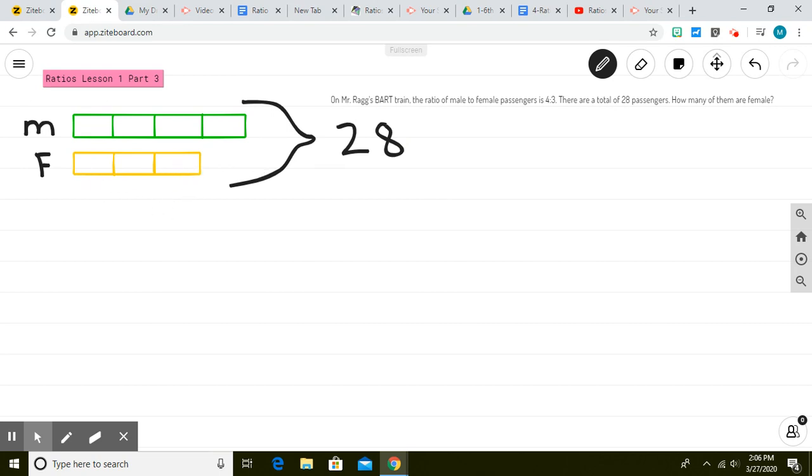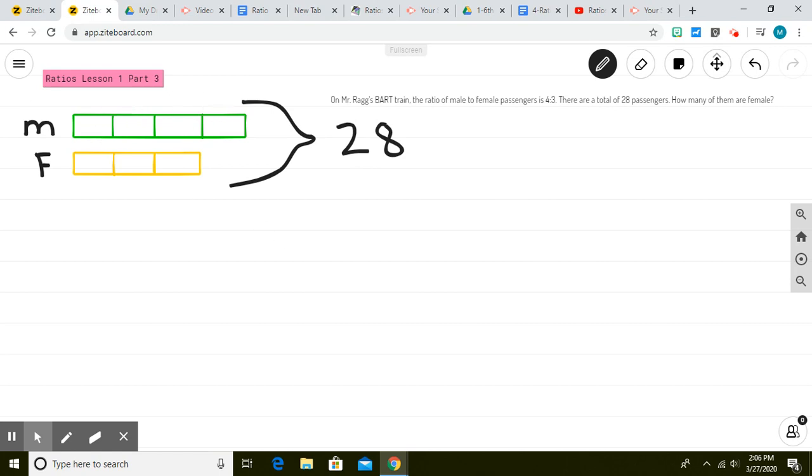So what I have to do first is I have to figure out how much each of these parts is equal to. So if this all equals 28, what I'm going to do is count the number of boxes I have all together. I have 1, 2, 3, 4, 5, 6, 7. So I have 7 boxes altogether. I'm going to distribute this 28 evenly between each of these boxes.